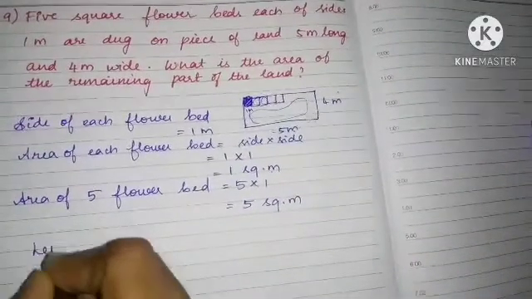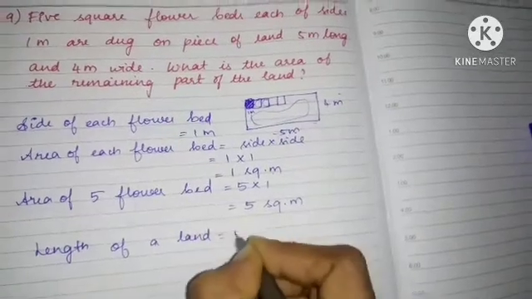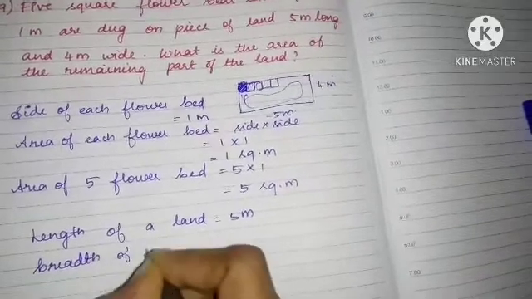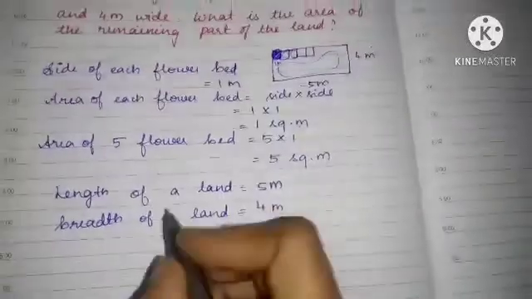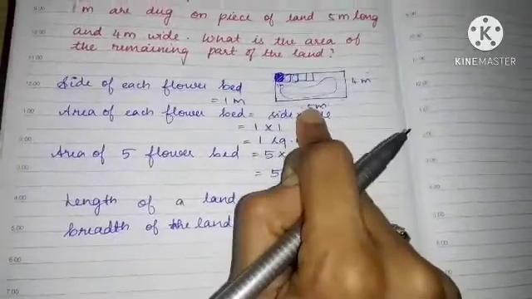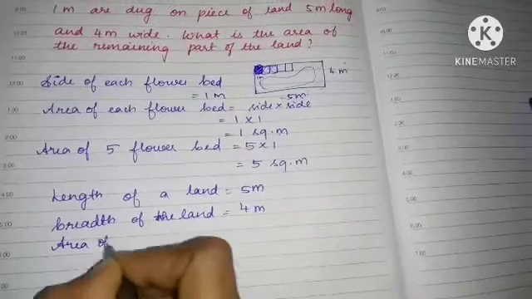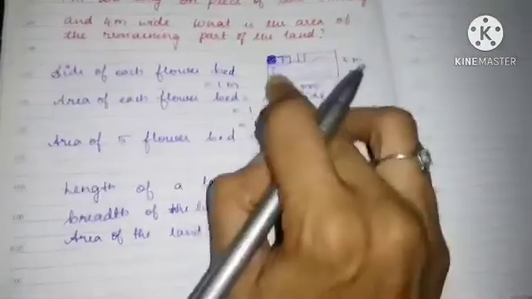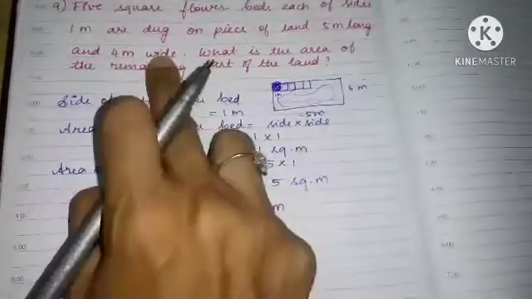Now, what is the length of the land? Length of the land is equal to 5 meter. What is the breadth of the land, children? Breadth of the land is 4 meter. This big land has length 5 meter and breadth 4 meter. What is the shape of this land, children? It is a rectangle. Why is it a rectangle? Because it has length as well as breadth.